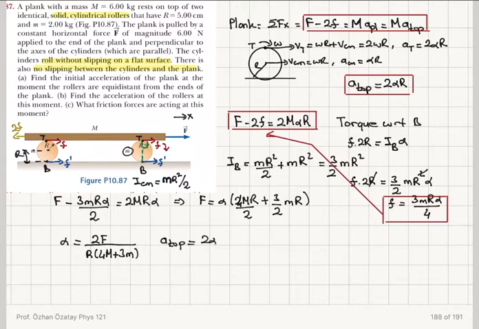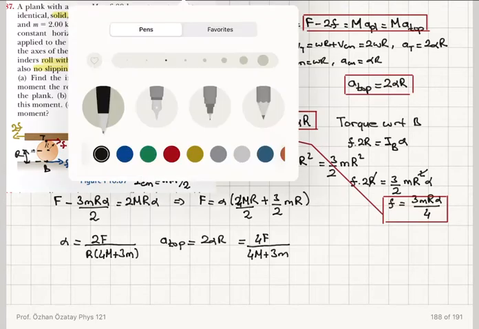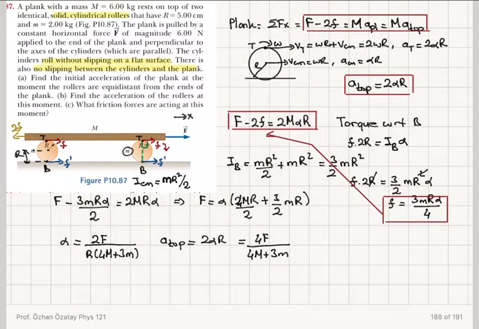Then what will be the initial acceleration of the plank? That's the top acceleration, that is 2 alpha r. So it will be equal to 4F divided by 4 capital M plus 3 small m. So this will be the initial acceleration of the plank.